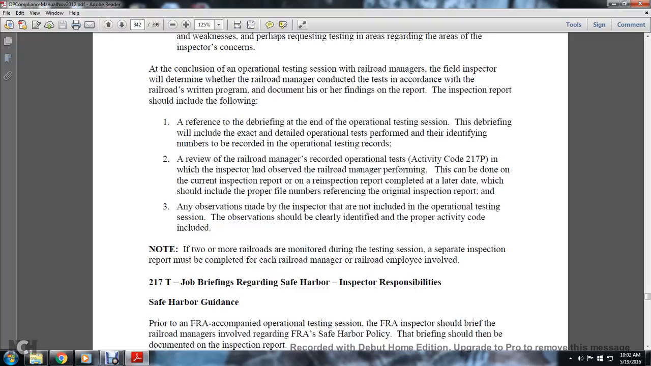2. A review of the railroad manager's recorded operational testing activity code 217P, in which the inspector has observed the railroad manager performing. This can be done on the current inspection report, or on a re-inspection report completed at a later date, which should include the proper file numbers referenced in the original inspection report. 3. Any observations made by the inspector that are not included in the operational testing session should be clearly identified with the proper activity code.